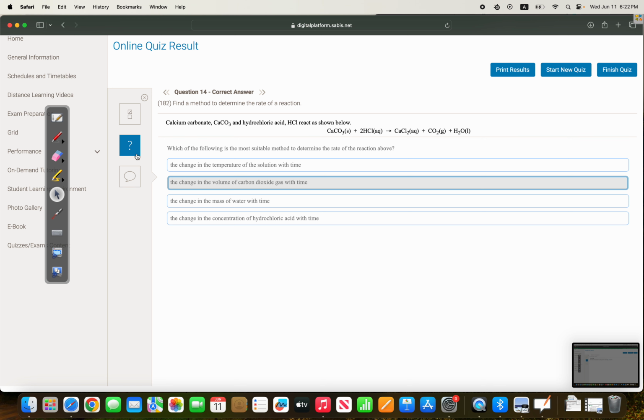The change in volume of carbon dioxide gas with time, because we normally use the products, like the change in volume of the products with time.